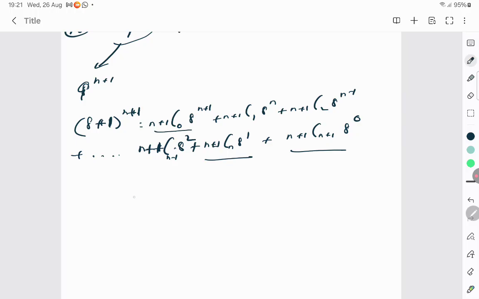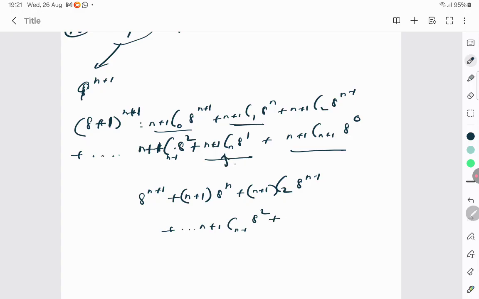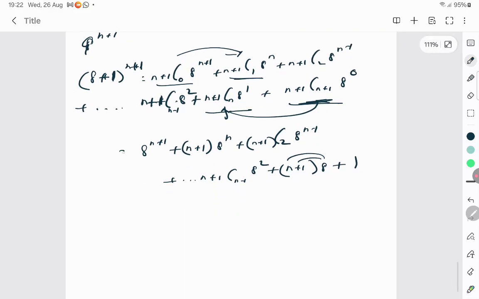N plus 1 c0 is 1. 8 to the power n plus 1, plus n plus 1 c1 is n plus 1 into 8 to the power n. Rest of it copy it as it is. N plus 1 c2 8 to the power n minus 1 plus dot dot dot n plus 1 c n minus 1 8 square, plus this coefficient is last but one term, which will have the same coefficient as the second one, which is n plus 1 into 8, and this will have as the first one, which is 1. So take it in. So you write the same thing in the left side.